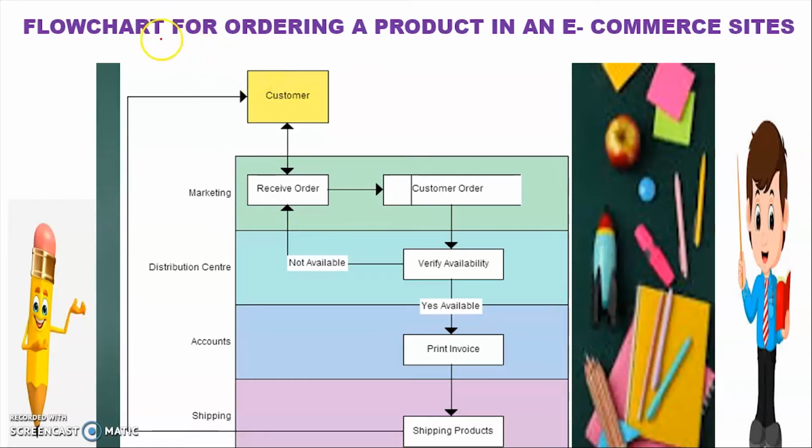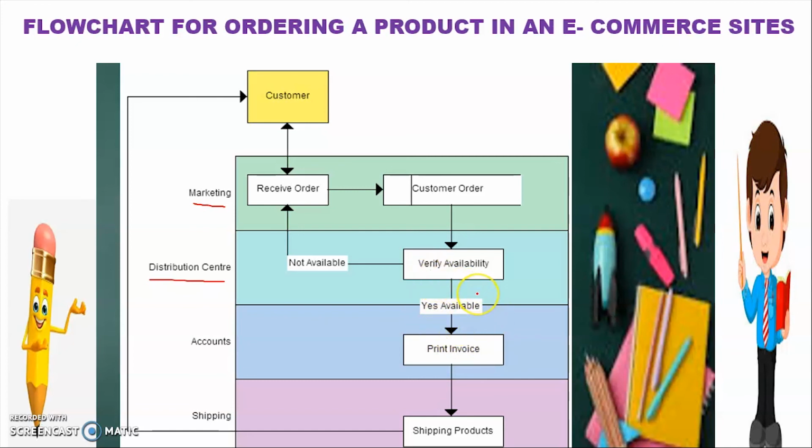Now I am going to give an example of ordering a product on an e-commerce site. This is an example for you which is not given in your book. If you are a customer ordering any product from Flipkart or Amazon or any e-commerce website, first the marketing team will receive your customer order. Then the distribution center receives your order and checks the availability of that particular product. If it is available, see the arrow, it's moving here.